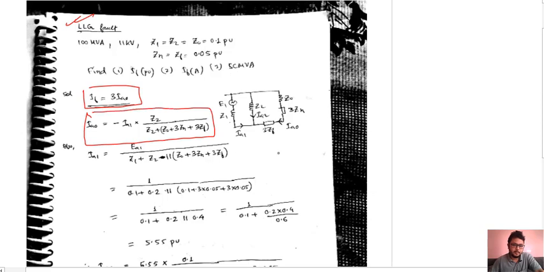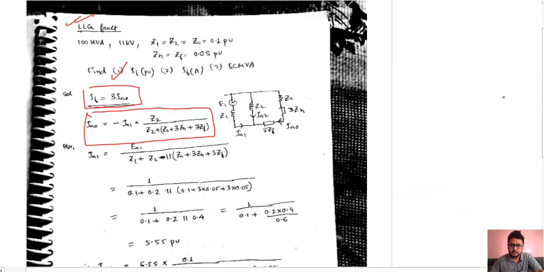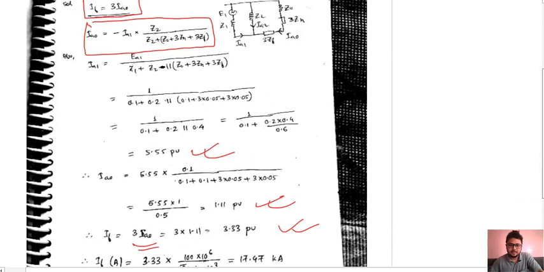Just put the value. If you put the value, we will get IA0. So IA0 into 3, you will get IF in per unit. In actual value, if you need, into MVA by root 3 VL. So that only you have to calculate, IA0. So this we have calculated. IF equals 3 times this. IA1 is this. Why do you need IA1? Because to calculate this. And this we have calculated, this we have calculated, and short circuit MVA.